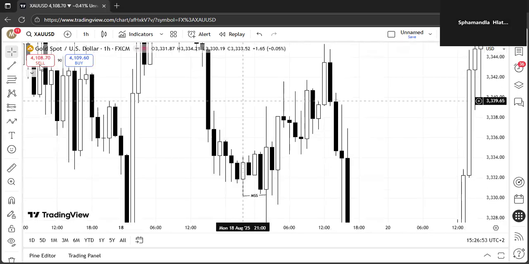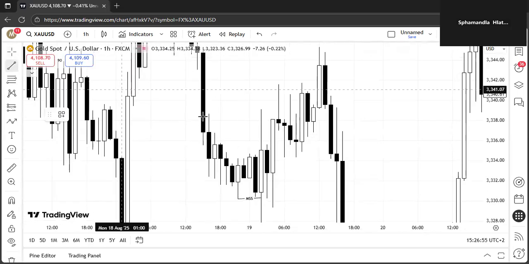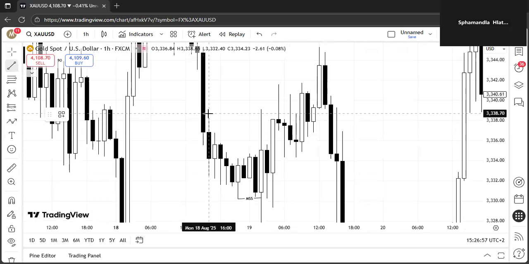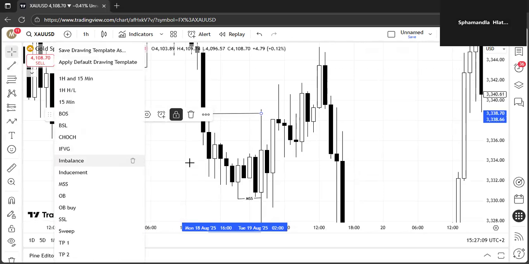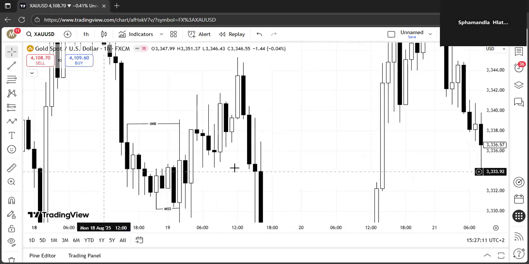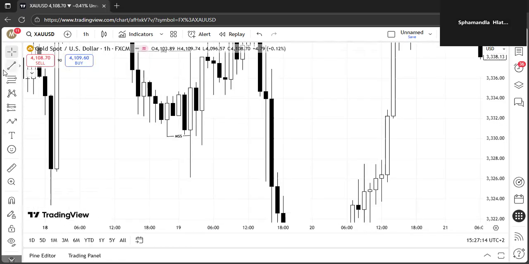And let's check our imbalance. We do have an imbalance. And then let's mark out our imbalance. Then let's mark out our sell side liquidity, which is our target.